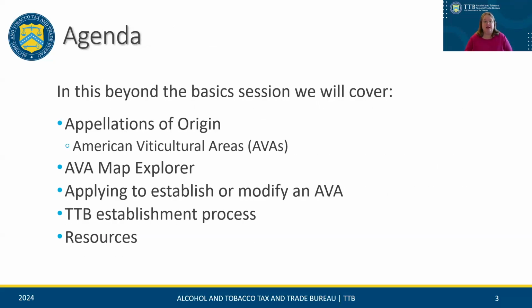So in this session today, we're going to cover several topics. We're going to start with discussing appellations of origin, and in particular, American Viticultural Areas, or AVAs. We will also talk about the AVA Map Explorer tool that you can find on TTB's website. And we're going to discuss how to apply to establish a brand new AVA or to modify an existing one, as well as TTB's process after you have submitted your petition. And finally, we'll take a look at some additional AVA resources that can help you when you're creating a petition to submit to TTB.